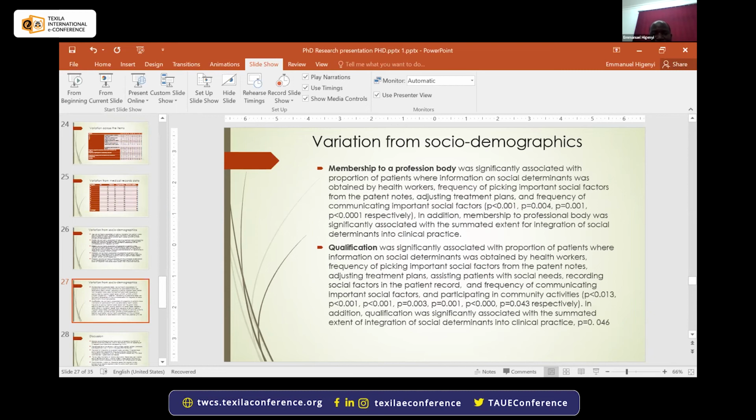Now, also continuing, we see that qualification also had a very significant relationship. And here we saw very clear underpinnings, bringing out which profession and qualification was more significantly related. And we are seeing that the nurses and midwives are more likely to document in the records, whereas the medicine and the dental practitioners are least likely.